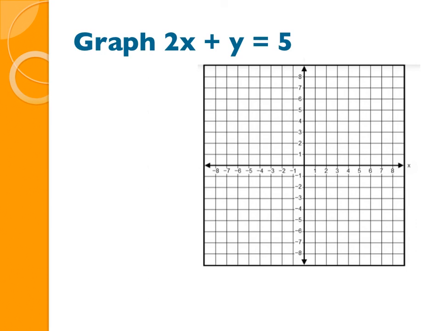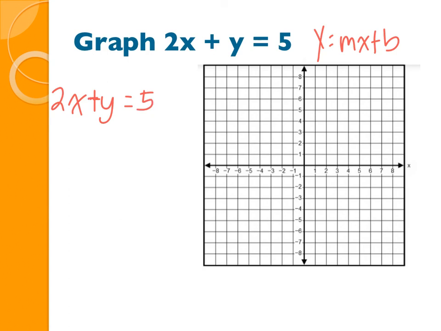Graph 2x plus y equals 5. So we have y equals mx plus b. That's the formula we're trying to get to. We're trying to get to slope-intercept form. So 2x plus y equals 5. Remember, my 2x is a pair, so they go together.